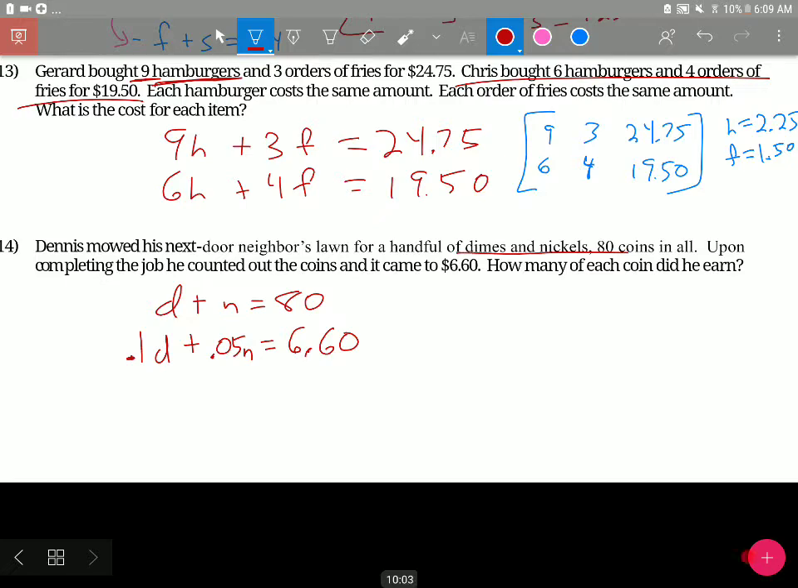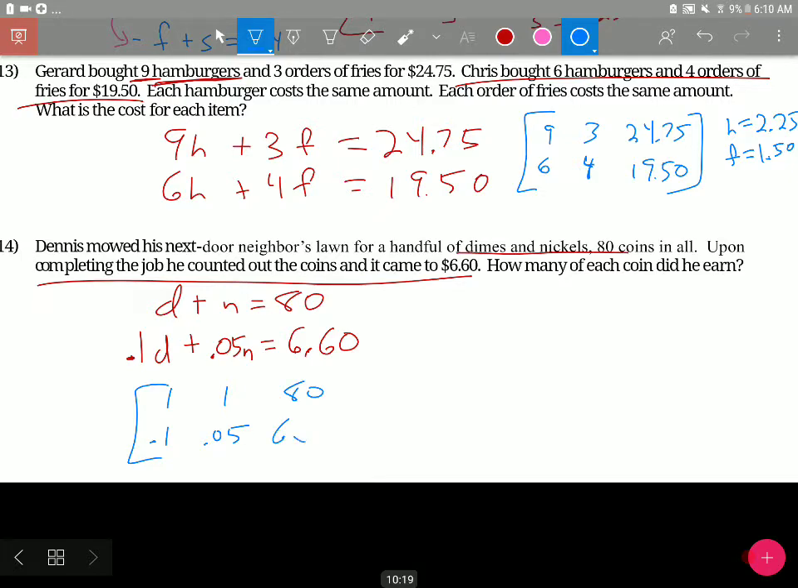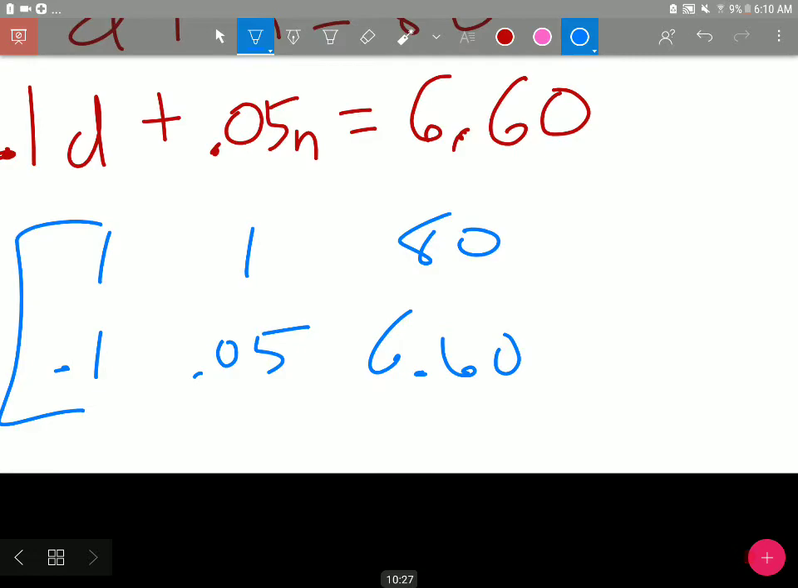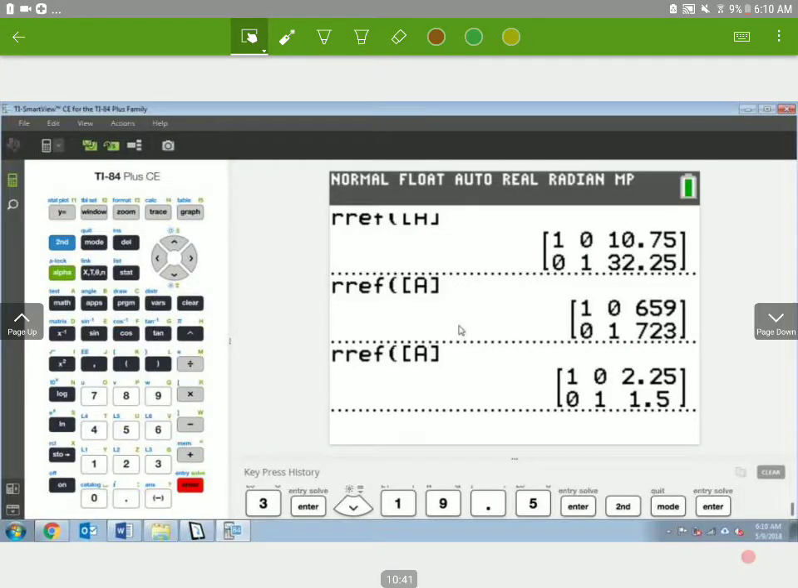Okay? So again, this is a grocery list and a total. It just didn't give you the price because you should know the price of a dime. If you don't, we have problems. So it's 1, 1, 80, 0.1, 0.05, 6.60. Wow, my thing just really does not want to write that small. Really, it's 80 and 6.60 is all I've got to remember.